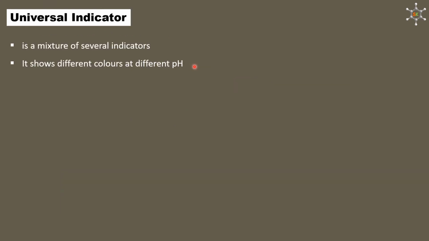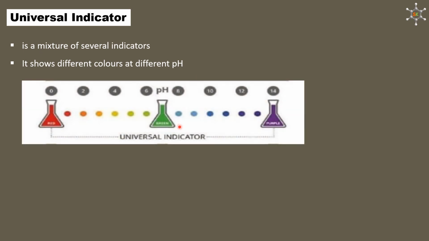Universal indicator is a mixture of several indicators and it shows different colors at different pH. So, by using universal indicator, one can identify the pH of a solution. These are the different colors universal indicator takes at different pH. If the solution is strongly acidic, the color will be red. If it is neutral, the color will be almost green. If it is a strong base, it becomes purple.